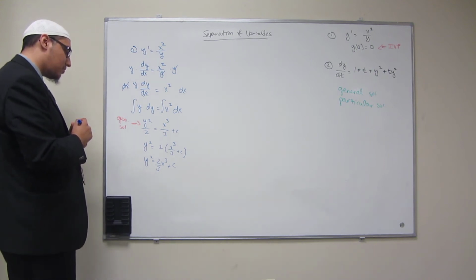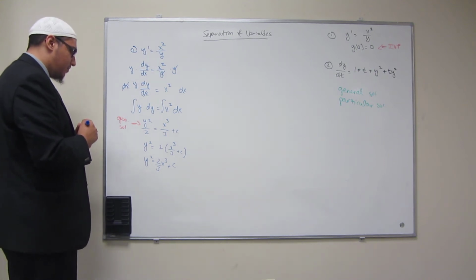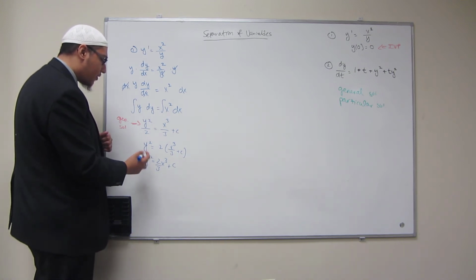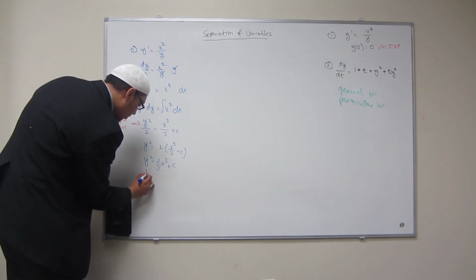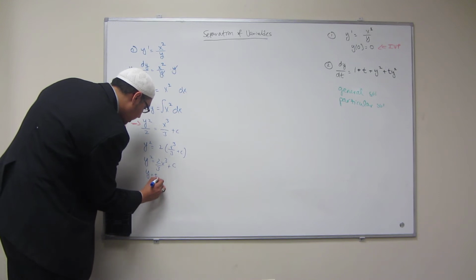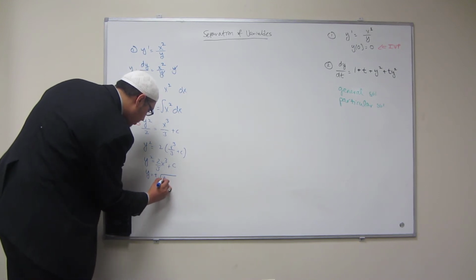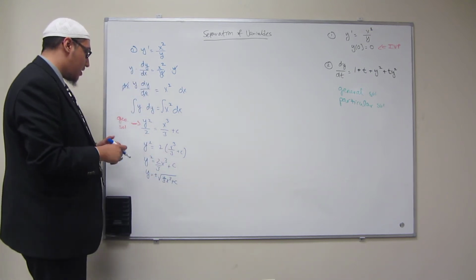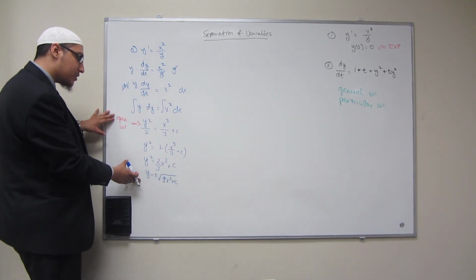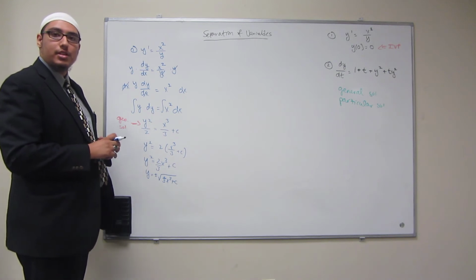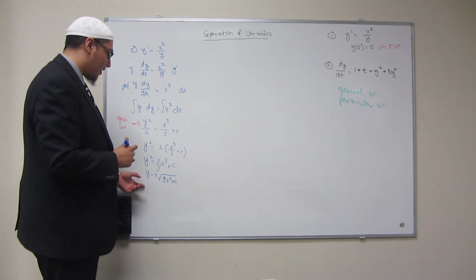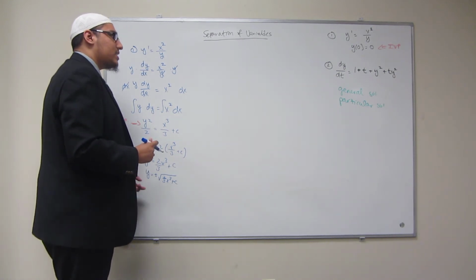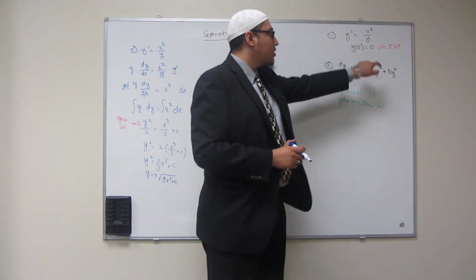Now, we can solve for y further by taking the square root. So y is equal to plus or minus the square root of (2/3 x cubed plus c). Both of these are mathematically equivalent, but this one is just the simplified general solution. Now, let's take care of the initial value condition for this problem.